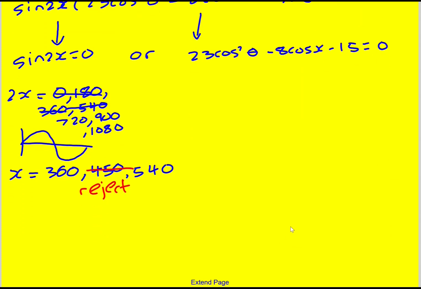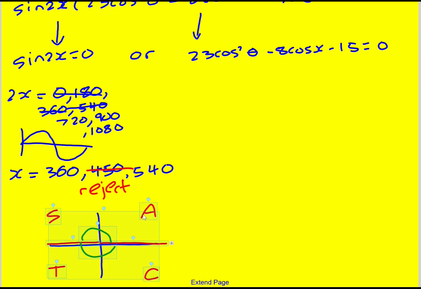If you're using your CAST diagrams instead, by the way, you'd get this, and then inverse sine would give you 0, and then we'd also go here, and so you get your 0, your 180, and you just keep adding on 180. It's a little bit strange for the CAST diagram here, but you would get the same answers.